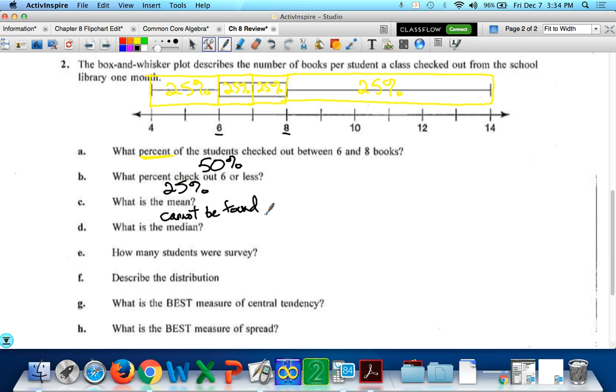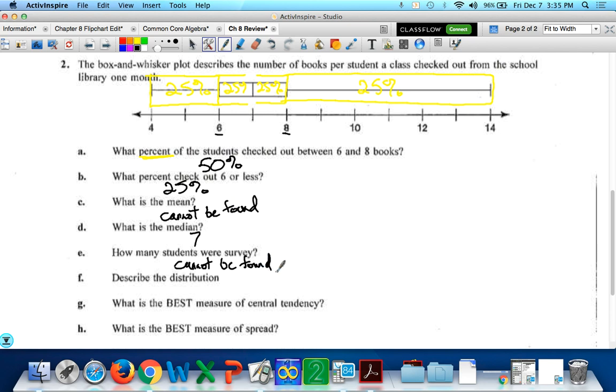And then it asks for that median. We know the median. Our median is this very center of the 2 boxes right there, which is at 7. How many students were surveyed? We would need the entire data set or a histogram that represents the entire data set, and we don't have that. So again, cannot be found.